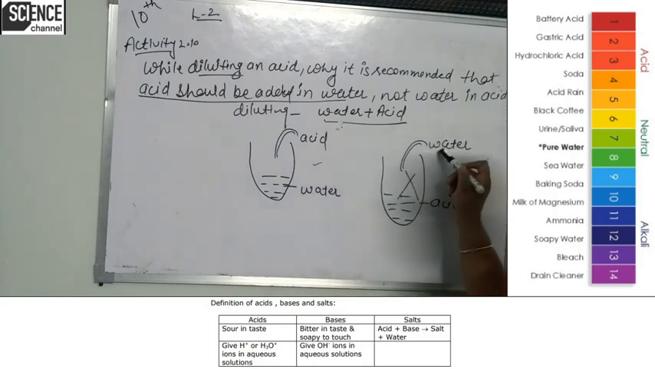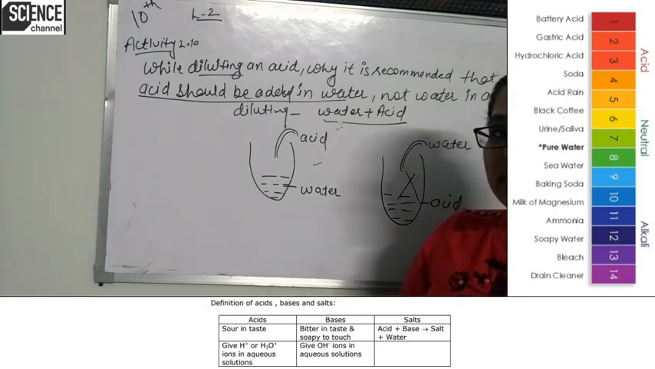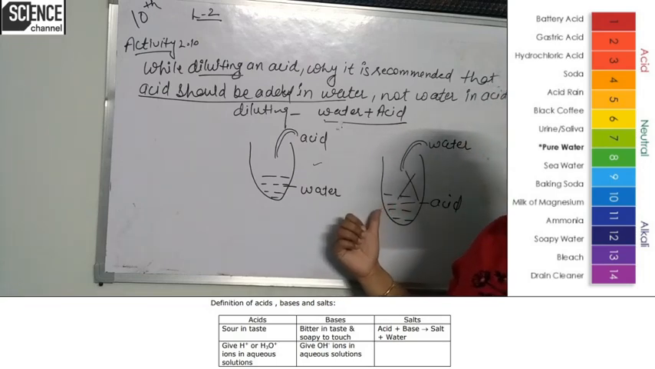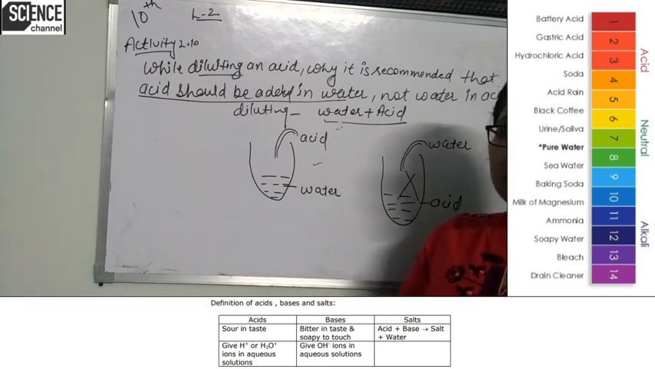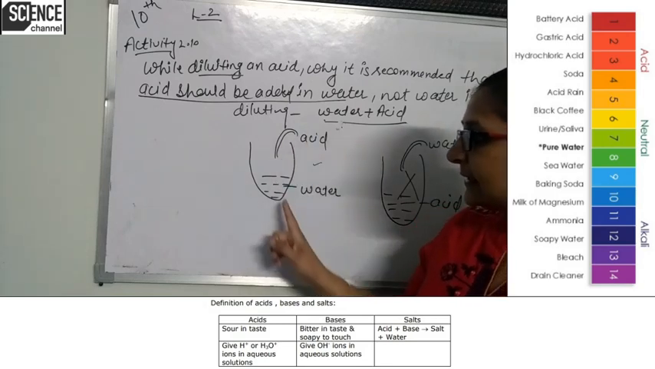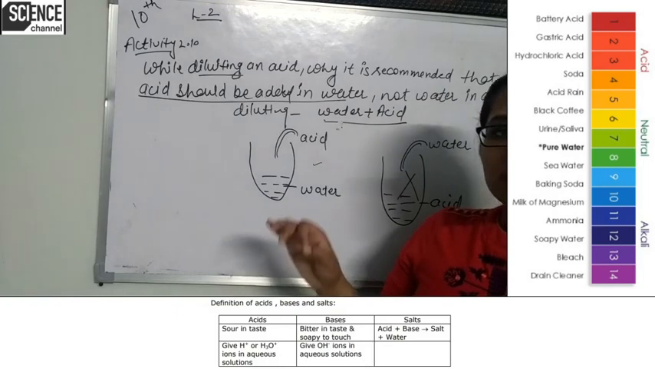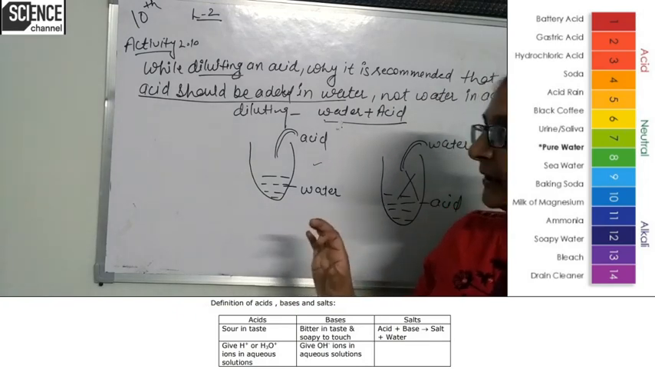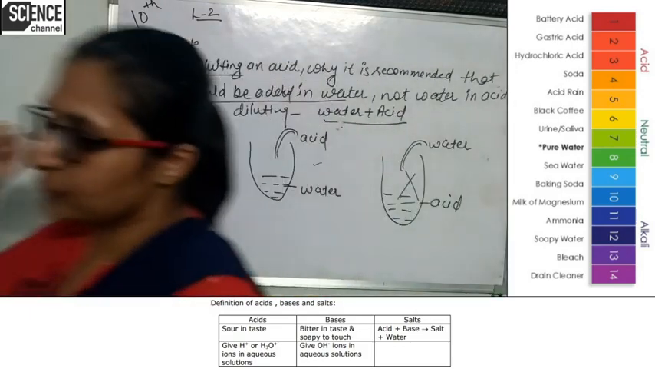If we add water to an acid, it is a highly exothermic reaction. Highly exothermic means a lot of energy is released, and the solution in the container is splashed out, and there will be chances of burning. Even our skin will be burned. So that's why we should always add acid to water in small amounts, with constant stirring. This is about activity 2.10.